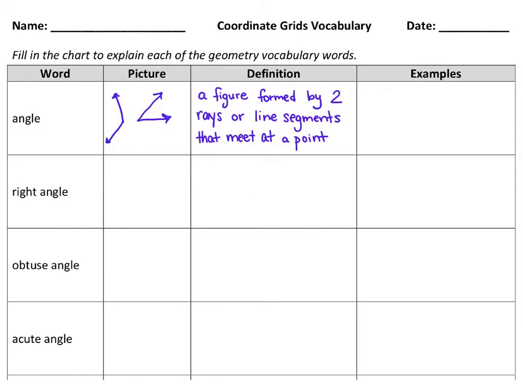So if you do not remember, a ray is a geometric line that has a point at the end and goes on forever in the other direction. So draw that above the word ray. And then a line segment just starts and stops at 2 points. So it starts over here and it stops over here. And a point, which we should know, is just a point.